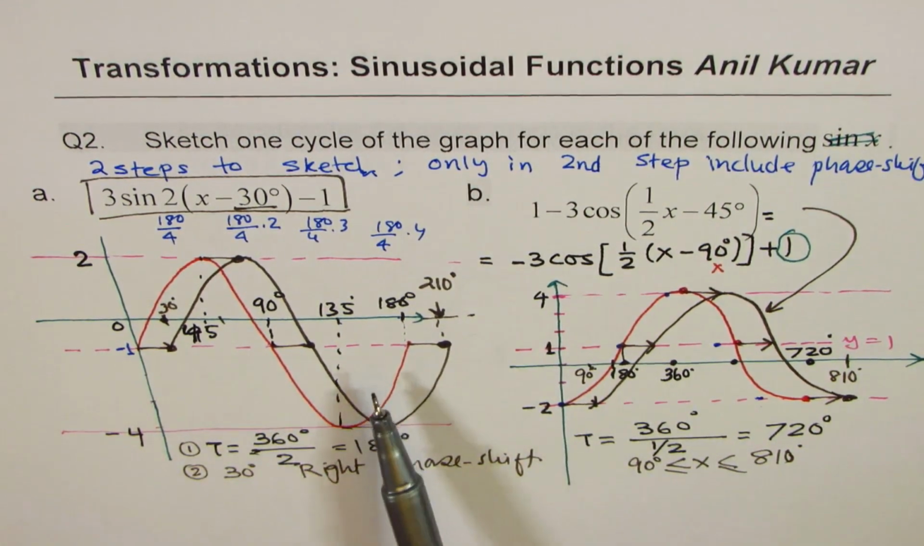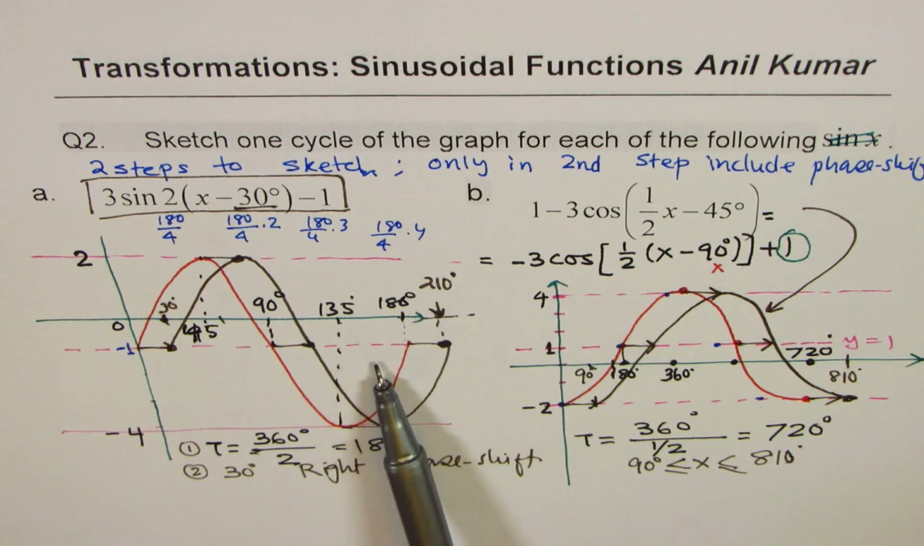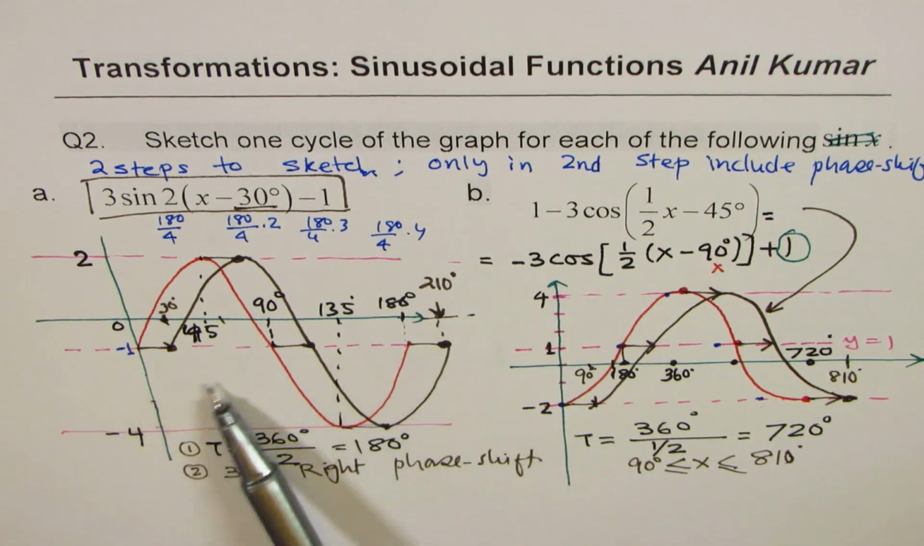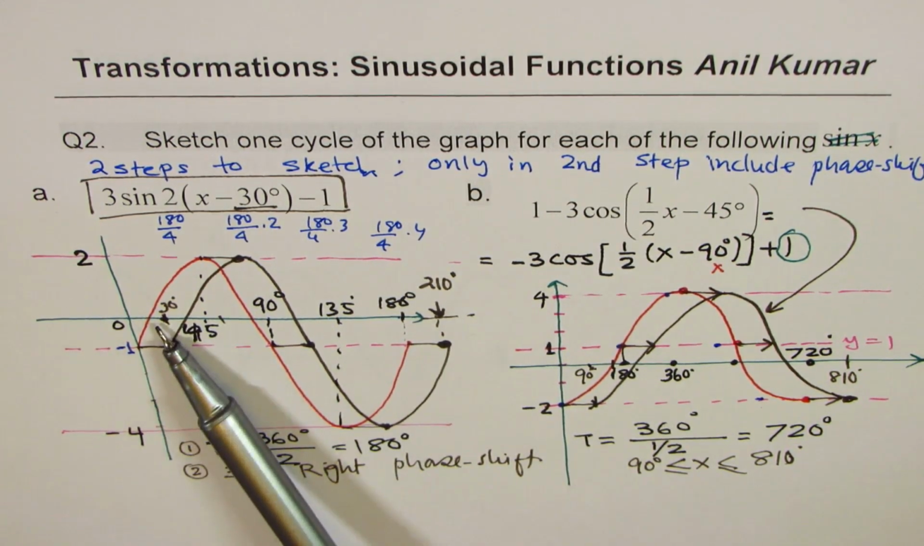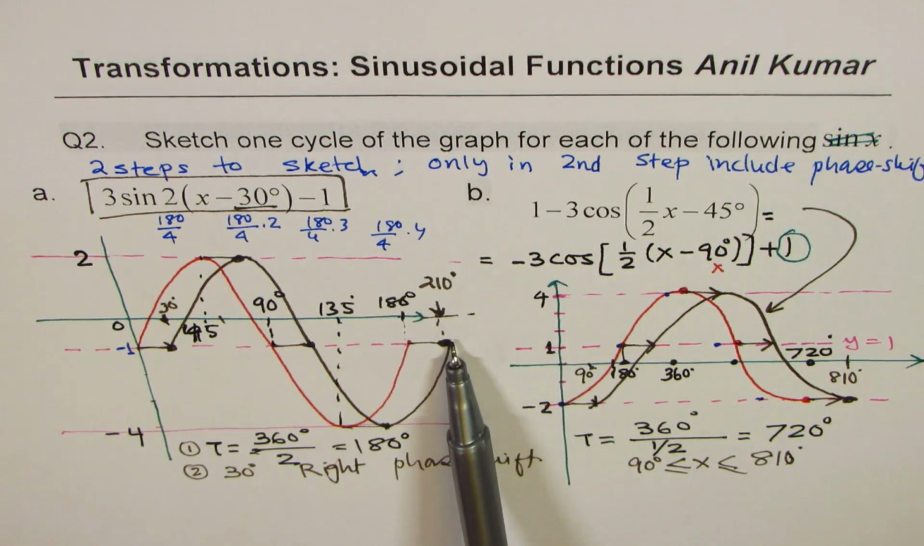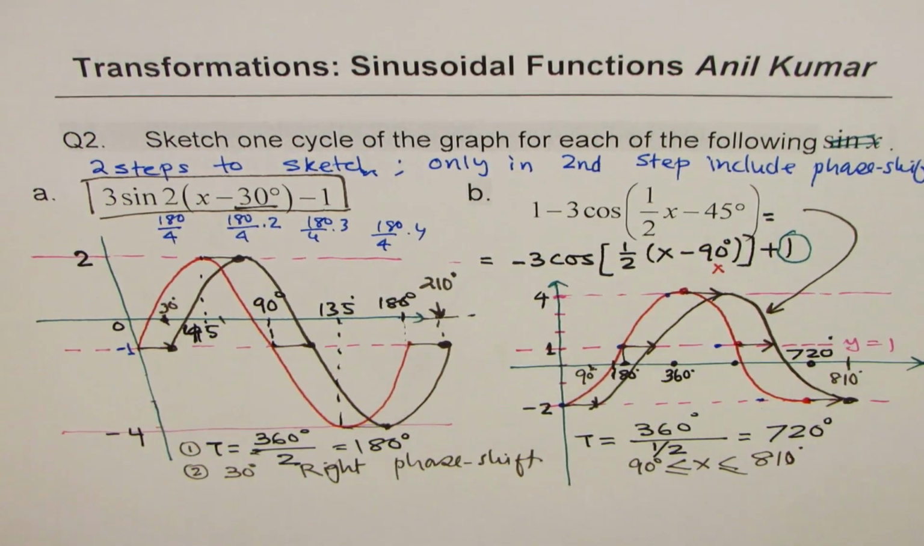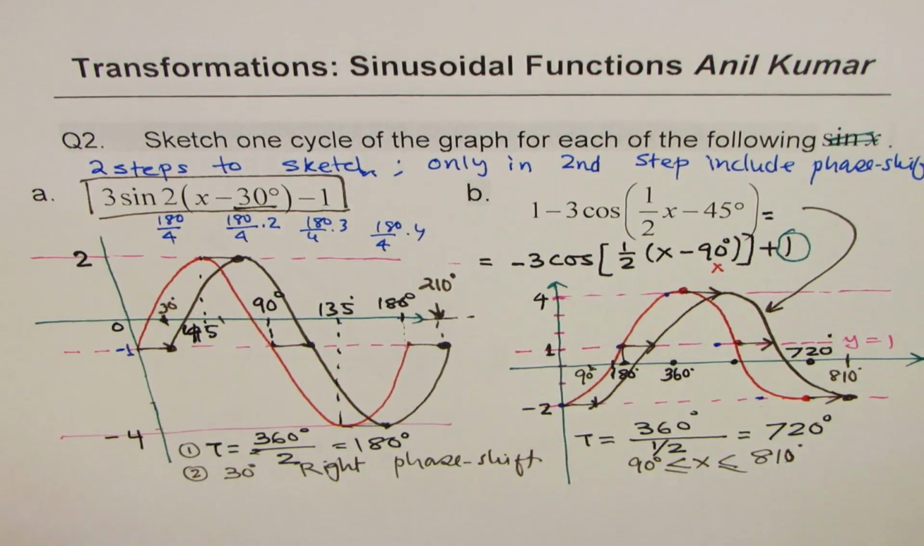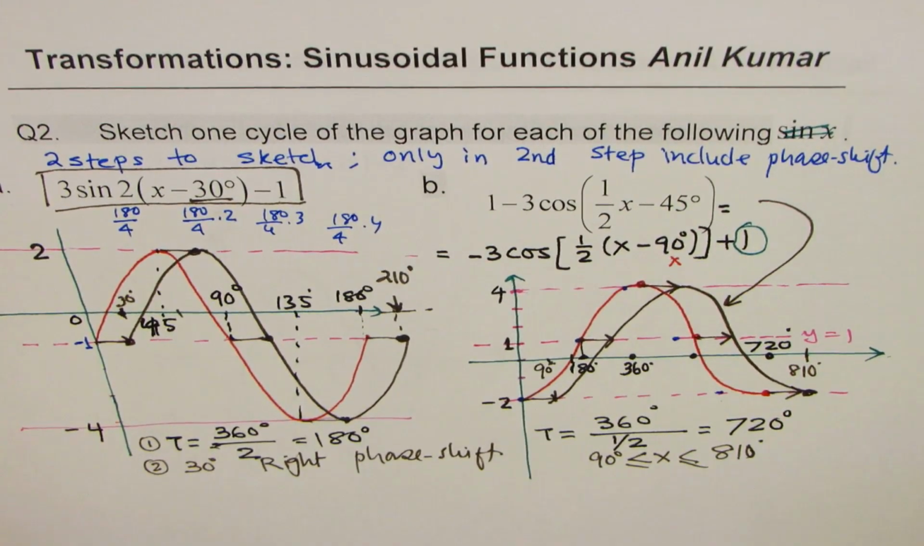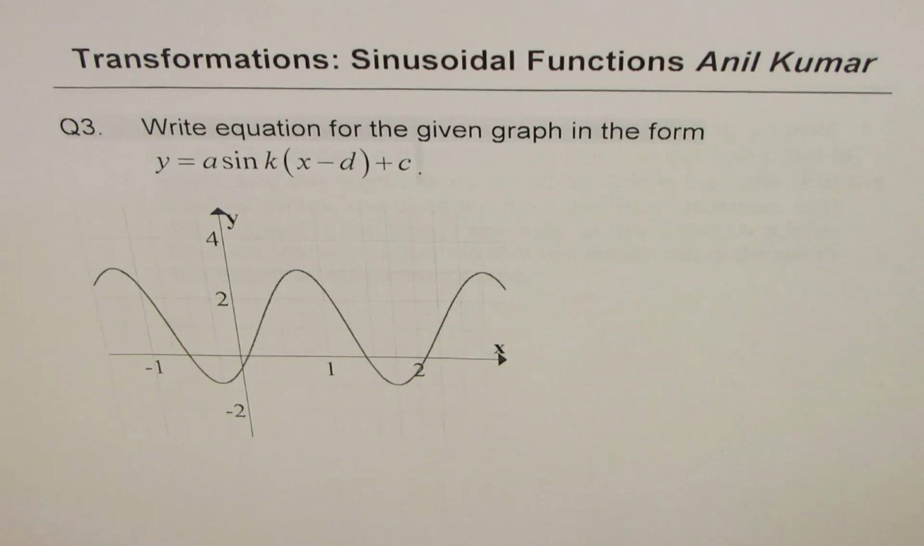So as an exercise, what is the domain and range for this function? One cycle. Domain is from 30 degrees to 210 degrees, and the range is from -4 to 2. Perfect. So I hope that is absolutely clear. Now have a good view of this, and then let's move on to question number 3.